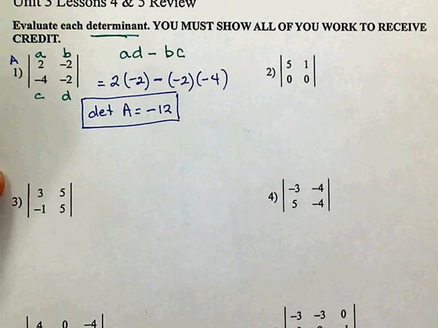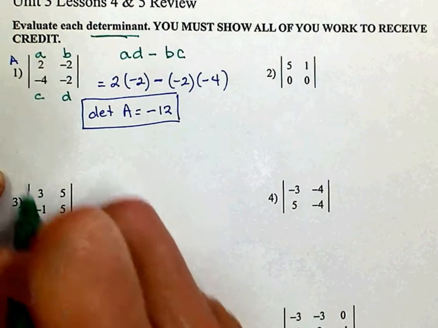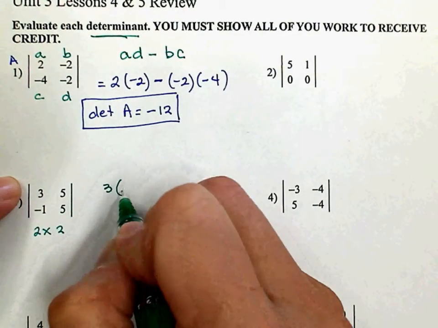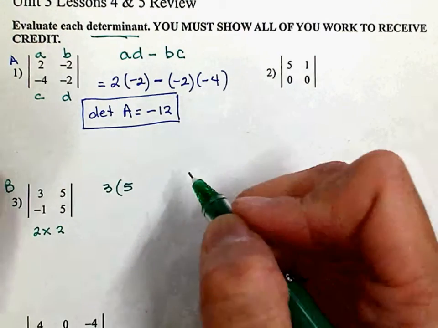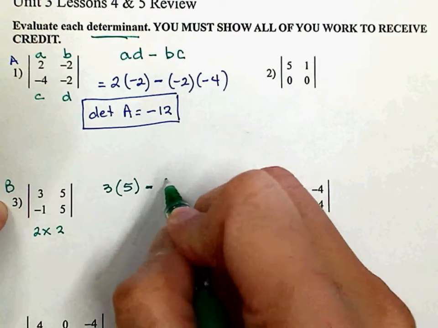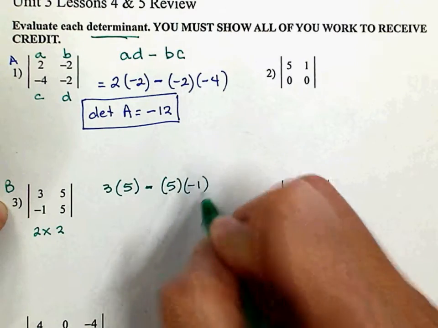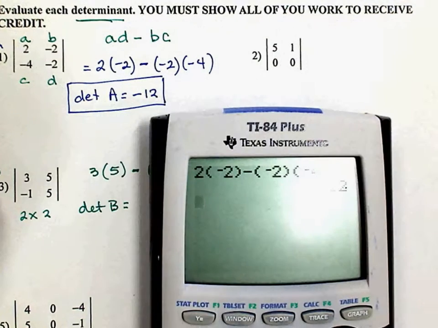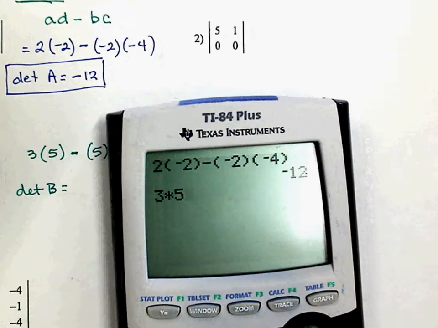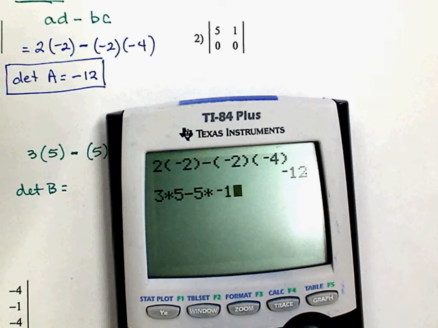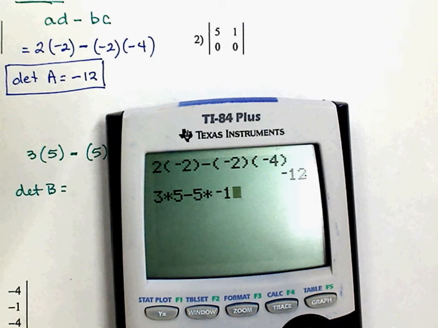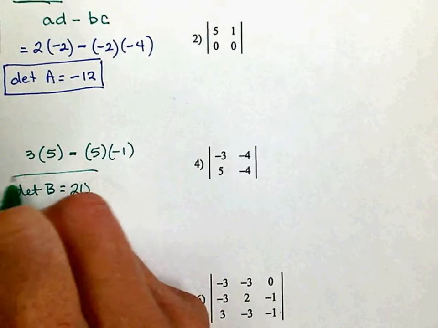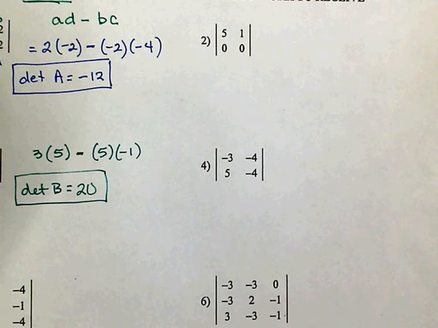For number 3, this is also a 2 by 2, and you do the same thing. Okay? So you're going to take 3 times 5, let's call this matrix B, minus 5 times negative 1. So for your determinant B, that would be 3 times 5, you can type it just like this, minus 5 times negative 1. So 2 different ways you can type it in, one with parentheses, one without. And the solution is 20. That is for a 2 by 2.